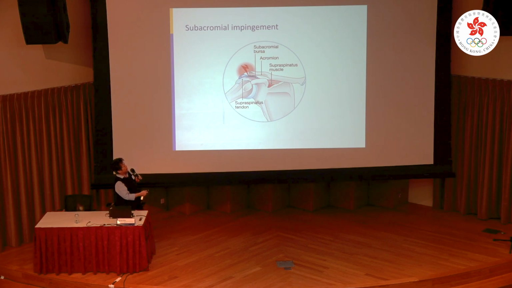Okay, so we're looking at this as an image. This is the front of the body. So this is the collarbone. This is your shoulder joint. This is the scapula at the back.